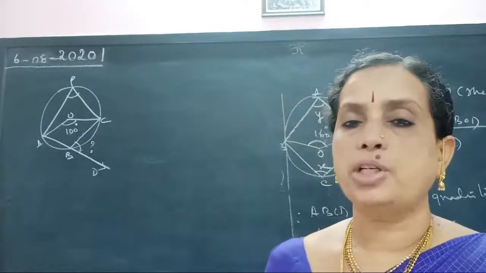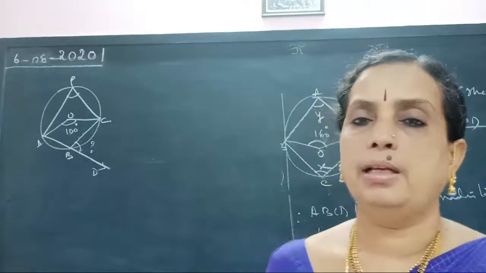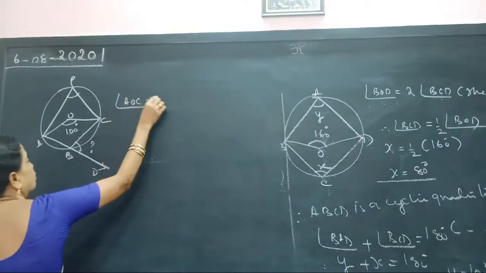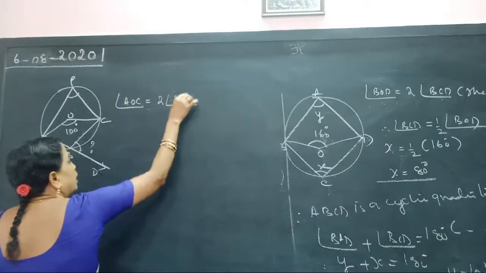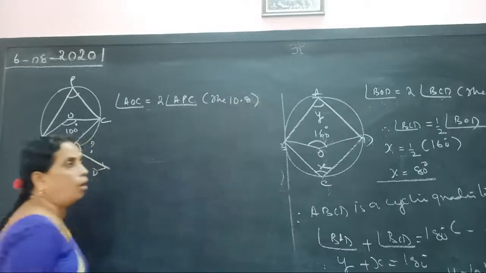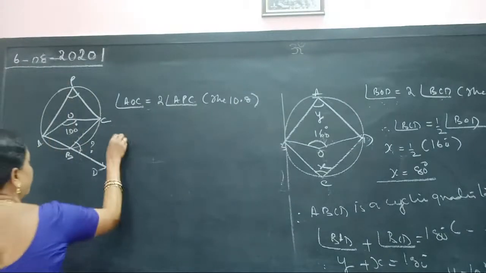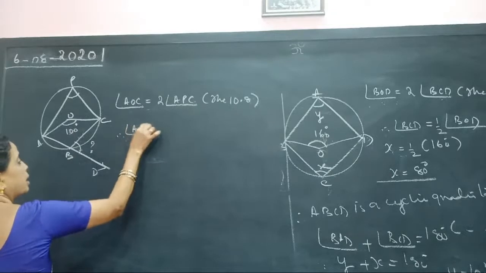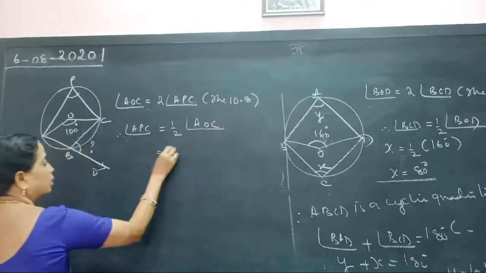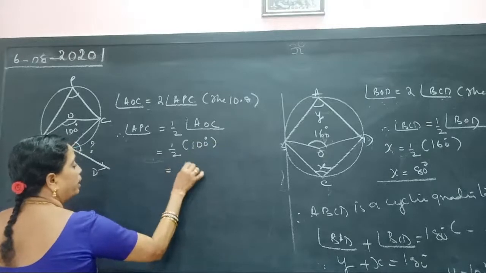Therefore measure of angle CBD is 50 degree. Is it clear? Yes, write the property. Angle AOC equals 2 times angle APC, theorem 10.8, or you can mention it as central angle theorem. Therefore, angle APC equals half of angle AOC, that is half of 100 degree is 50 degree.